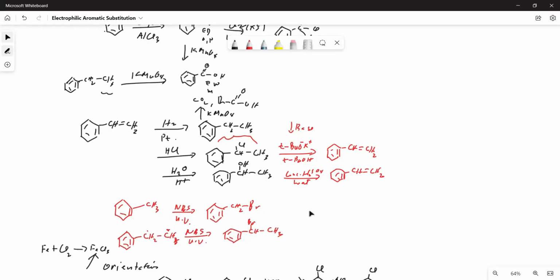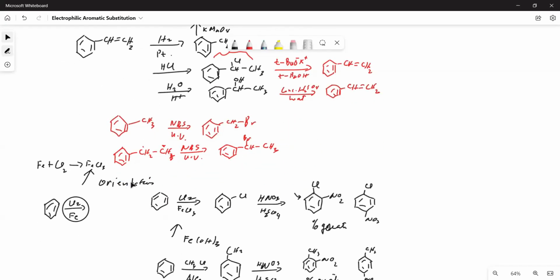Okay. Now let's look at the orientation. Okay. So for example here, you have this series of reactions. So halogenation of benzene in the presence of ferric chloride will produce chlorobenzene. So you have the first substituent, chlorine. Now, chlorine is a deactivating group, but ortho-para director, no?